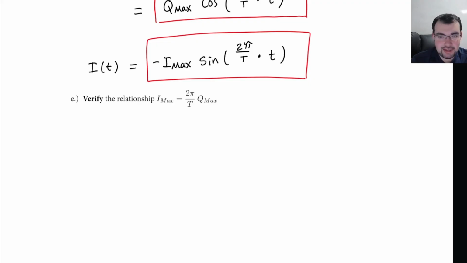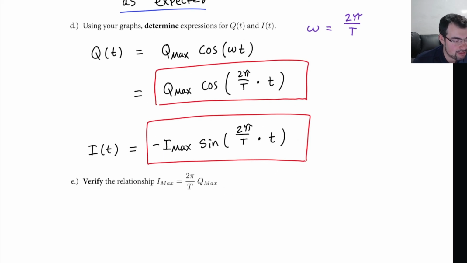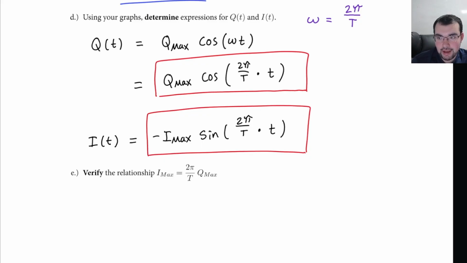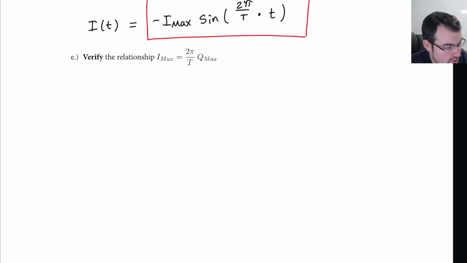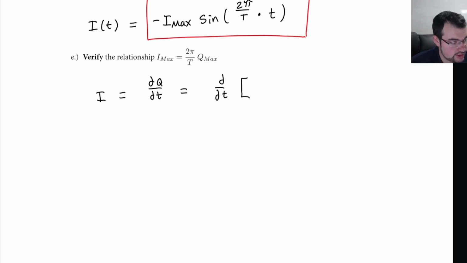Then we lastly want to verify this relationship between I max and Q max. Well, we see these are both the amplitudes, and I can get from Q to I via differentiation. So I should probably use the fact that I is equal to dQ/dt to do this. So what is dQ/dt?